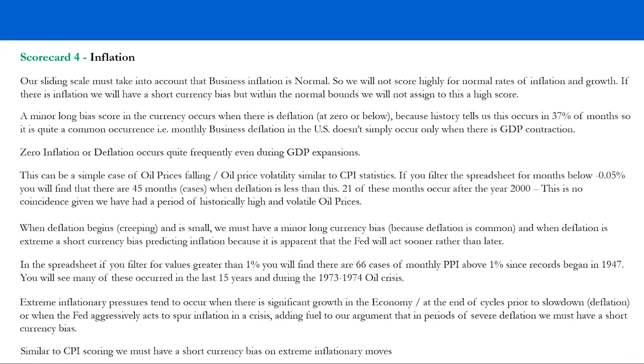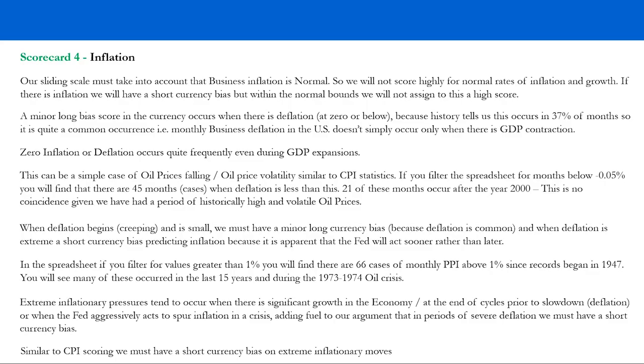So how are we going to start building out our scorecards here? Well, our sliding scale has to take into account that business inflation is totally normal in the United States. So we're not going to score highly for normal rates of inflation and growth. If there is inflation, we're going to have a short currency bias, but when it's within the normal bounds, we're not going to assign a high score to it. Now, a minor long bias score in the currency occurs when there's deflation at 0 or below, because history tells us that this occurs in 37% of months.